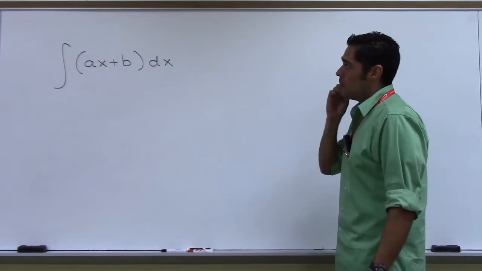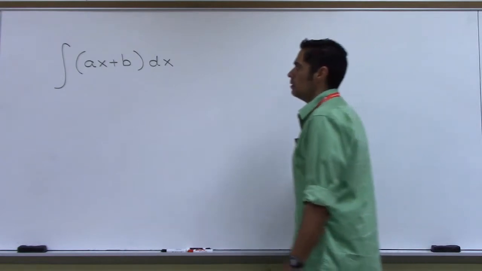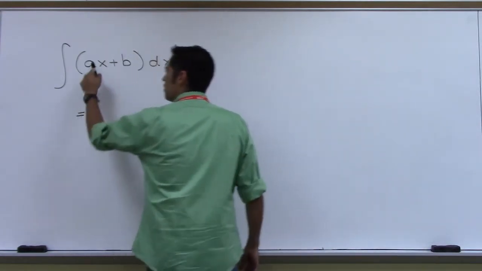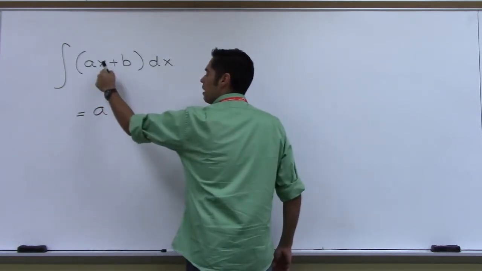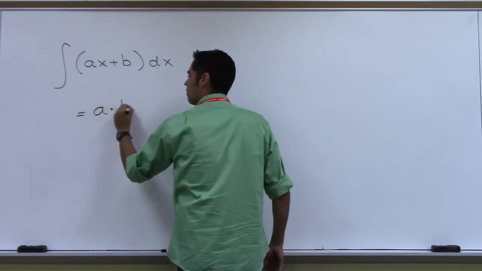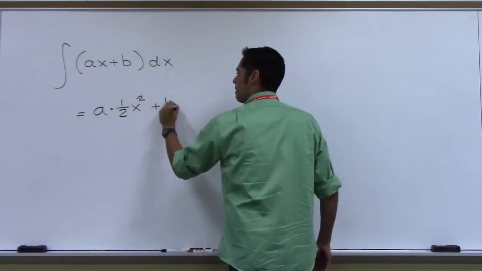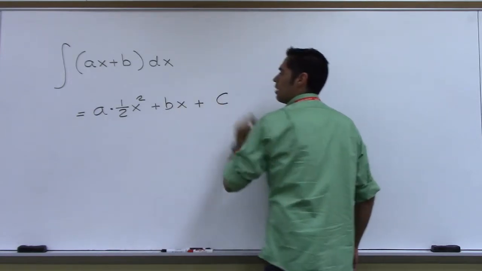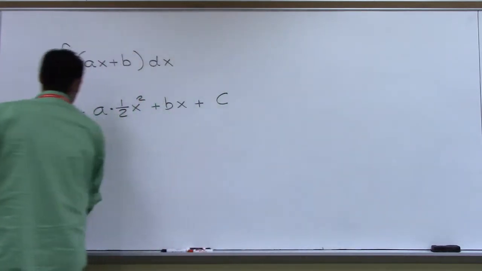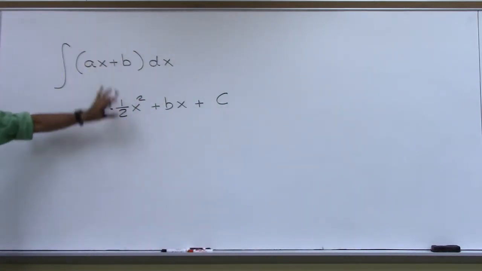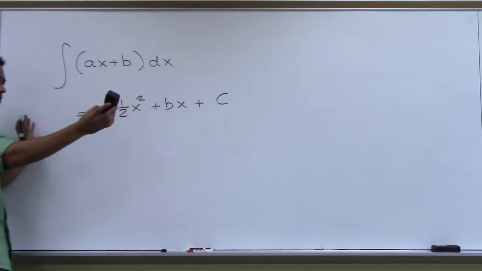ax plus b dx. So this would be the antiderivative of ax: the a stays, right? The antiderivative of x is 1/2 x squared. The antiderivative of b is bx, and then you have a constant of integration, right? Yes? Okay. So for a linear expression by itself, the antiderivative is just the power rule, isn't it? Just the power rule. There's nothing special here.